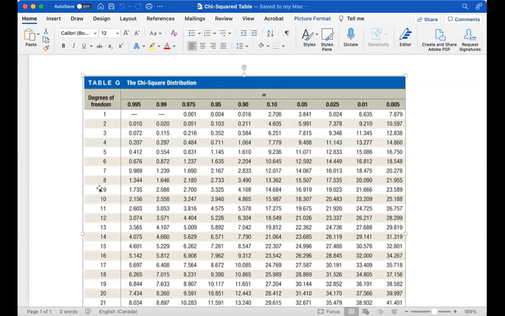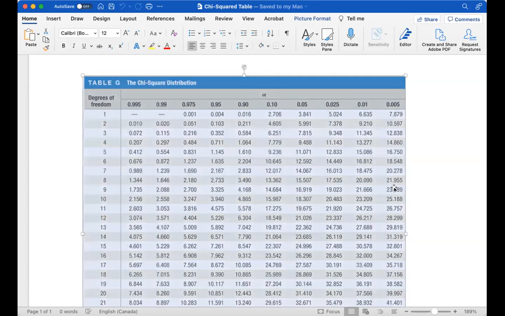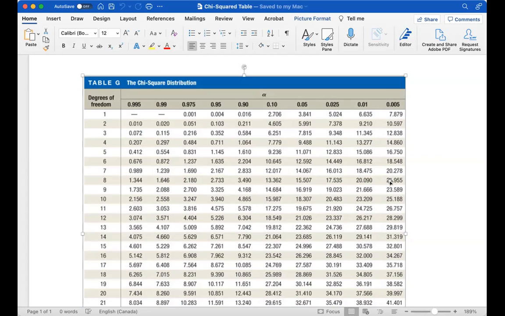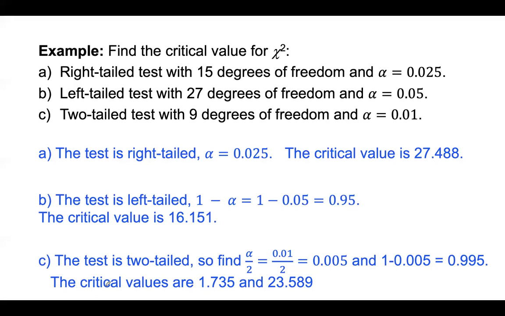So the degrees of freedom is 9, because it's given in the question. So we can look up one of them. It's 0.995 right here, so it's 1.735. And the other one is, if you go along the row, all the way to 0.005, it's right here at 23.589. So we just found those critical values for this two-tailed test.